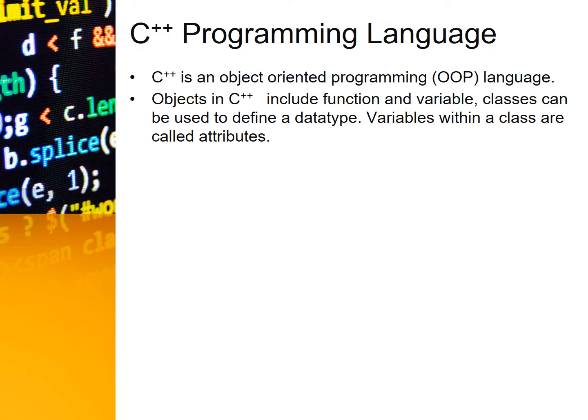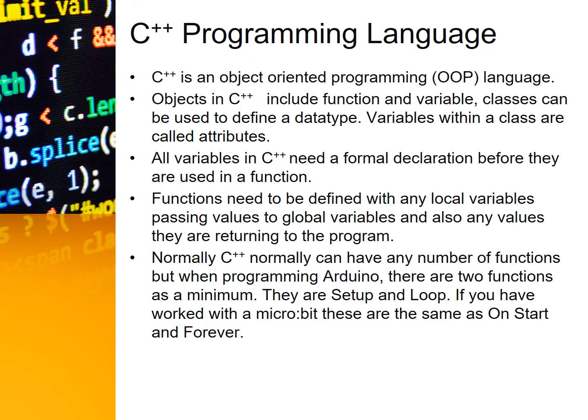Some of the objects that are in C++ are the function, which is a list of instructions, and a variable, which is really a container to hold some sort of value or data. Classes can be used to define a data type, and variables within a class are called attributes. All variables in C++ need a formal declaration before they are used in a function.